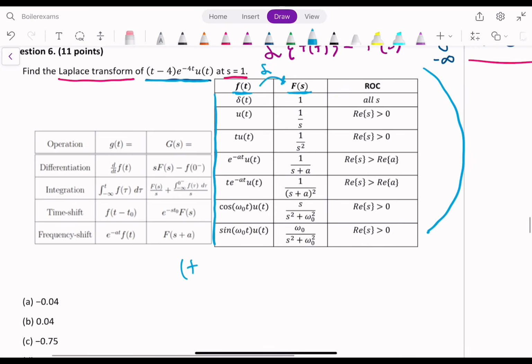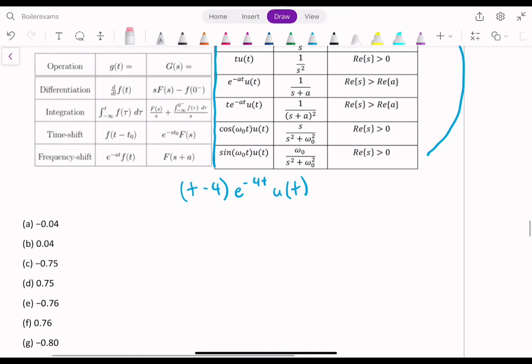If we take t minus 4 times e to the negative 4t u of t, and we distribute that t minus 4 term, we're going to get t e to the negative 4t u of t minus 4e to the negative 4t u of t.